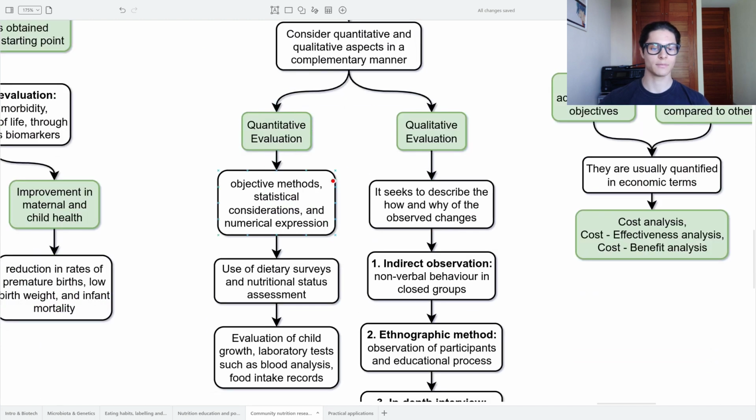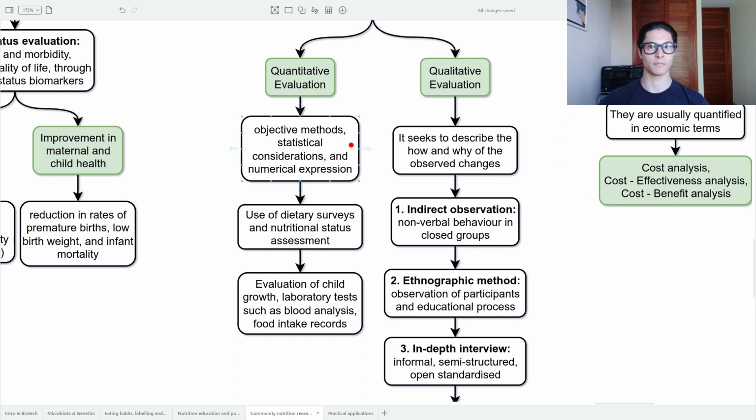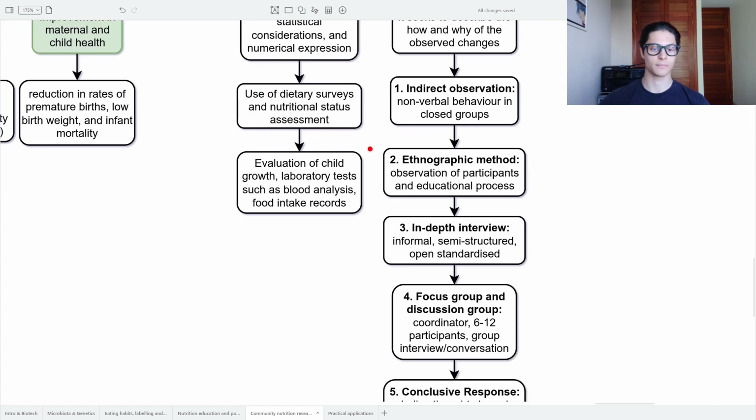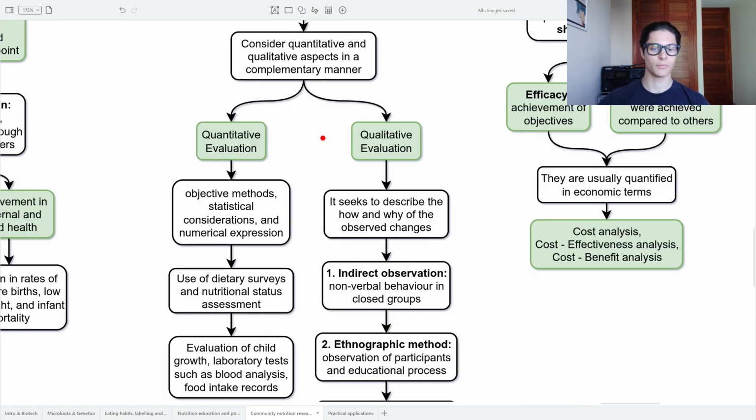So the quantitative evaluation is using objective methods, statistical considerations, and numerical expressions. We have to use the dietary surveys and nutritional status assessment. There is an evaluation of child growth, laboratory tests, such as blood analysis, food intake records, and so on. On the qualitative, though, is much more difficult.